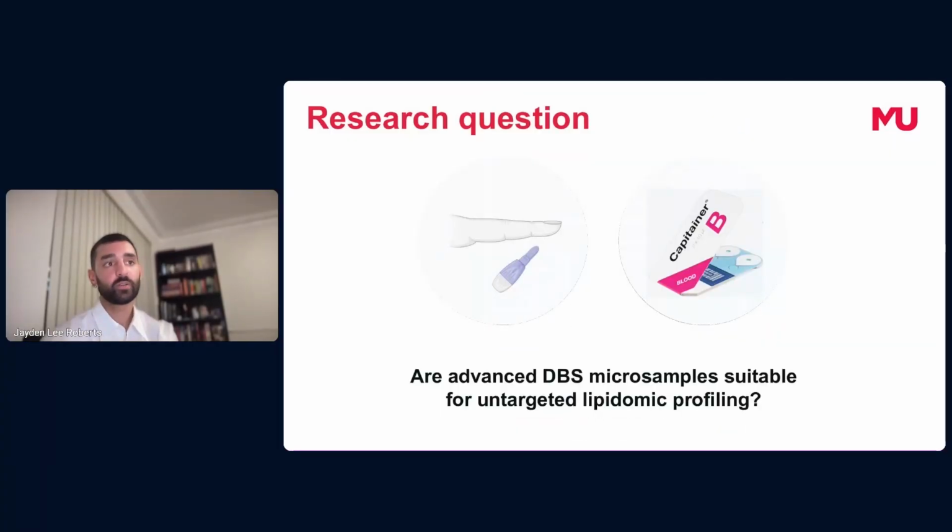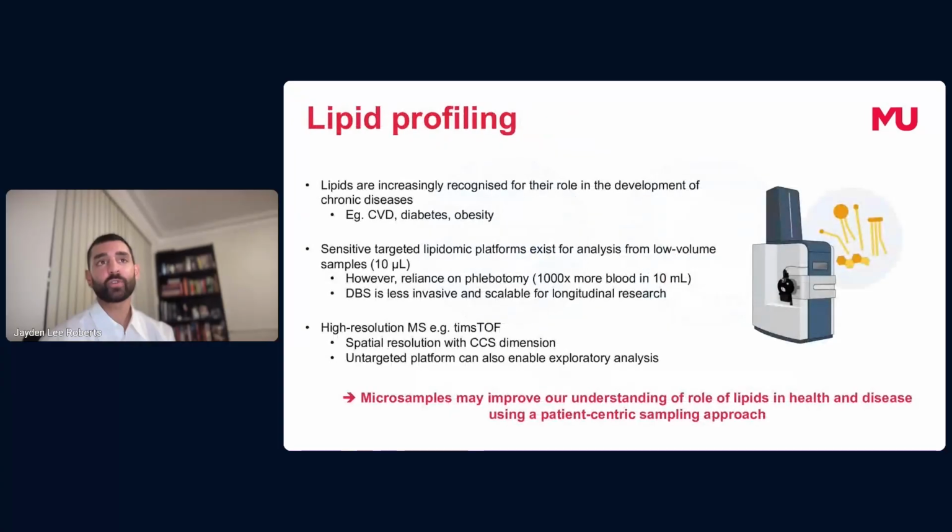Cool. So the research question, I suppose, that was the main focus of this work, was whether or not advanced DBS microsamples were suitable for untargeted lipidomic profiling. To provide a bit more context to this, I used a trapped ion mobility spectrometry, or TIMS, approach, which enables accurate measurement of metabolite collisional cross-section, or CCS. These CCS values are a core component of 4D metabolic profiling workflows and provide confidence in compound annotation that can also augment accurate mass, isotopic pattern fit, retention time, and MS data that is routinely generated in high-resolution mass spectrometry workflows.